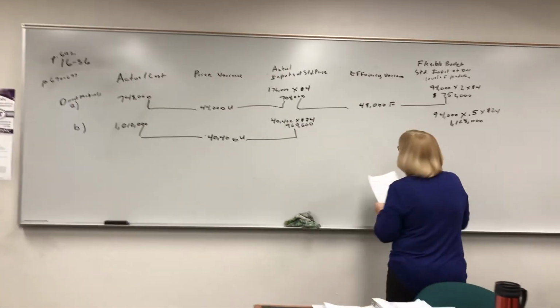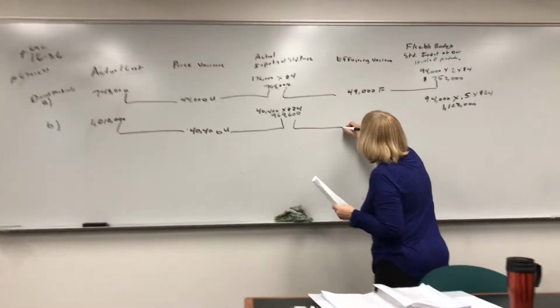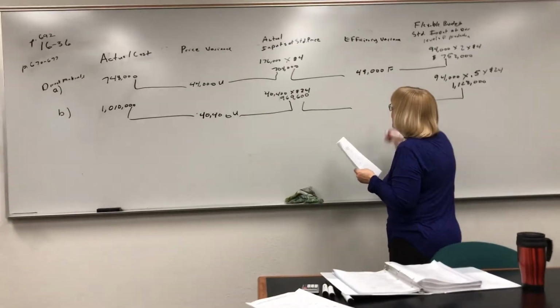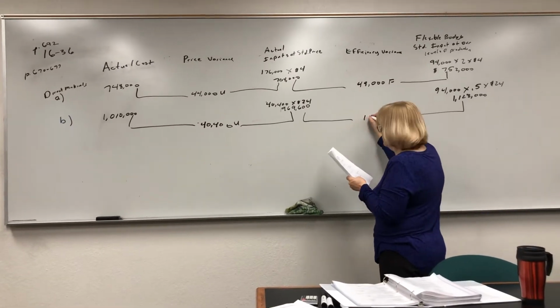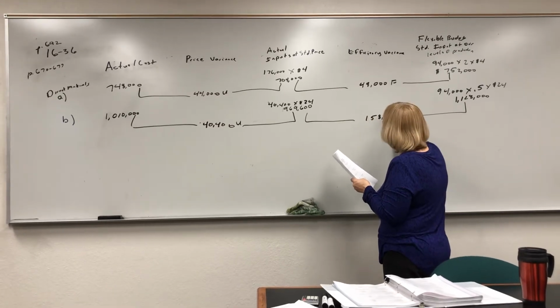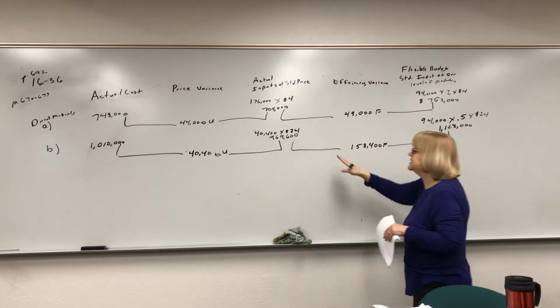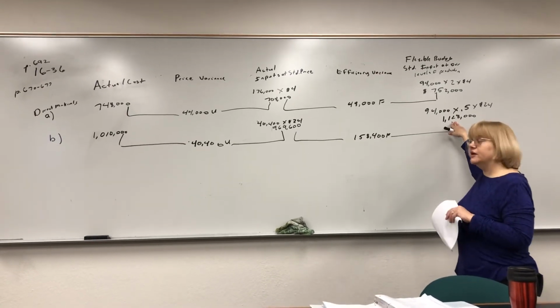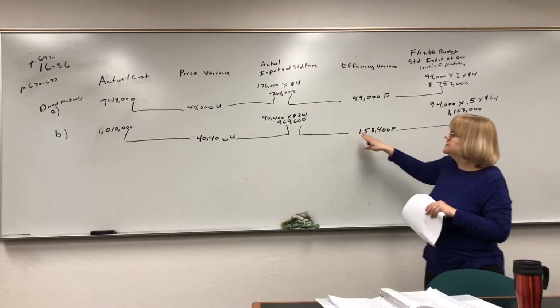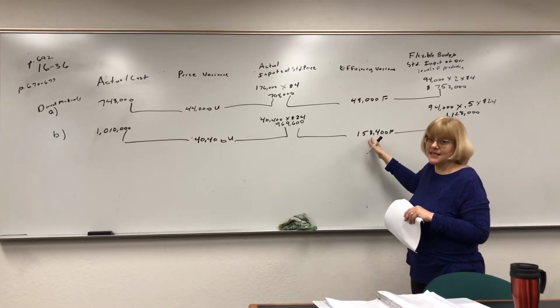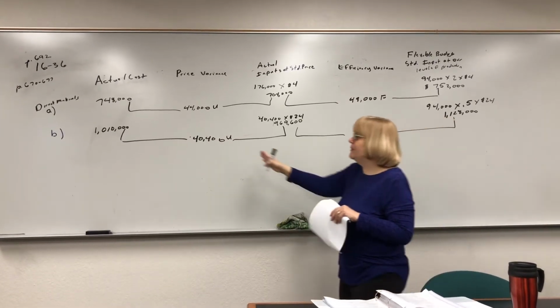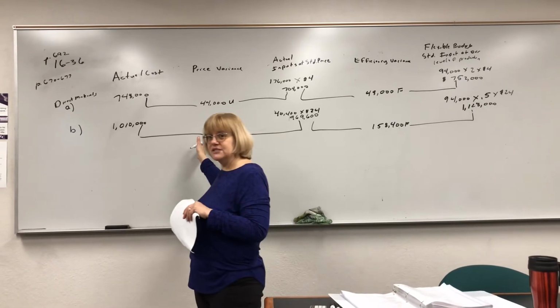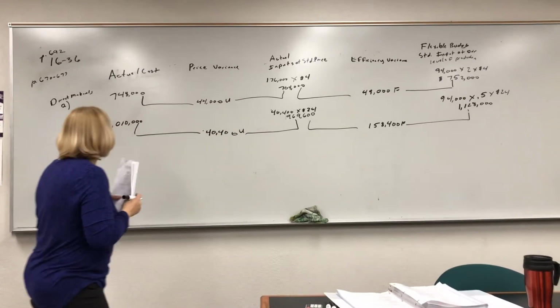When we come over here, we have our actual inputs at standard price. We have a 158,400 favorable variance because the 969,600 is lower than the 1,128,000. So this means we used less labor than we thought we would, but we paid a higher rate here, which is why our price variance is unfavorable.